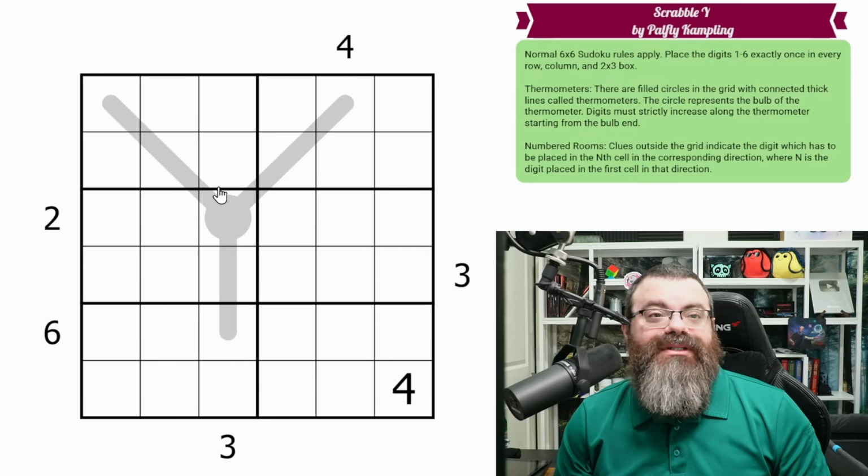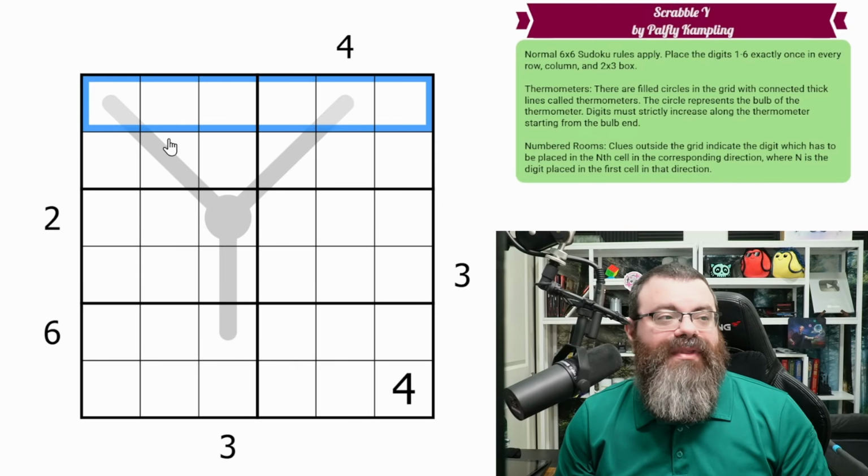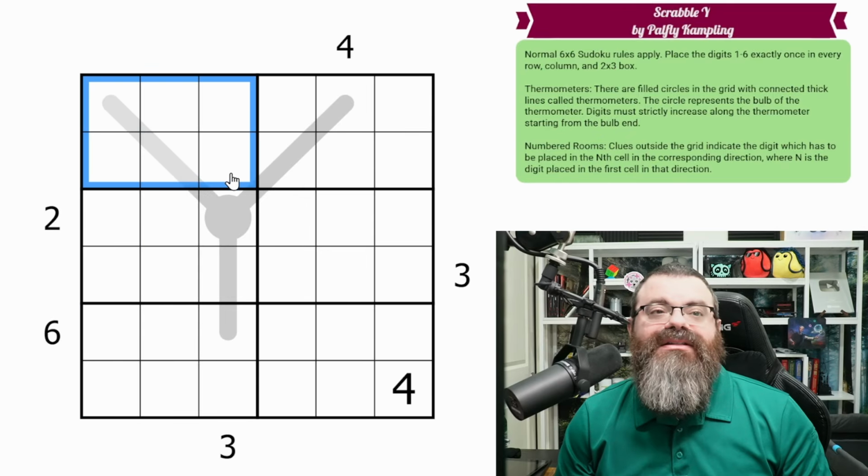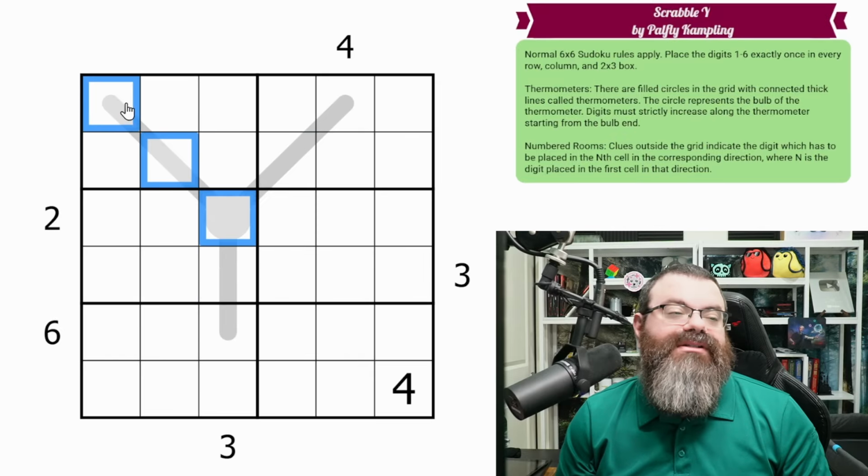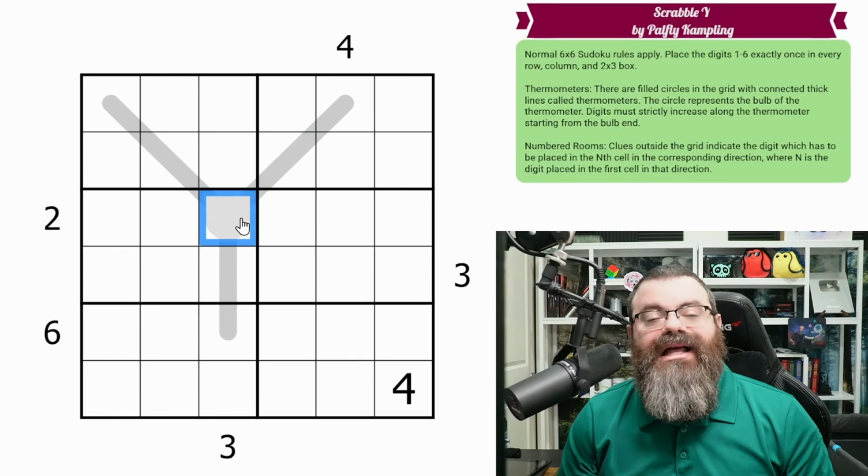So we do have normal 6x6 Sudoku rules. In each row, each column, and each 2x3 box, we are placing the digits 1 to 6 exactly once each. We also have these thermometers in the grid. Don't get fooled. These are just 3 separate thermometers that happen to overlap right here.